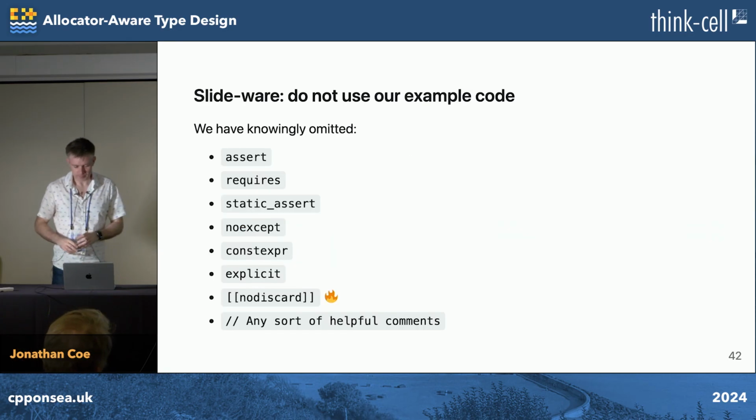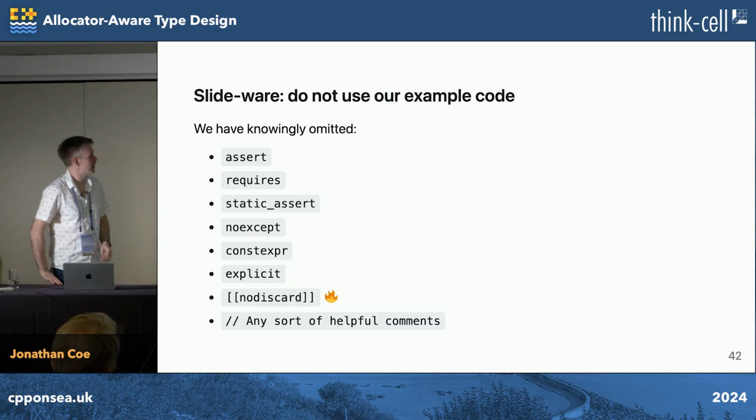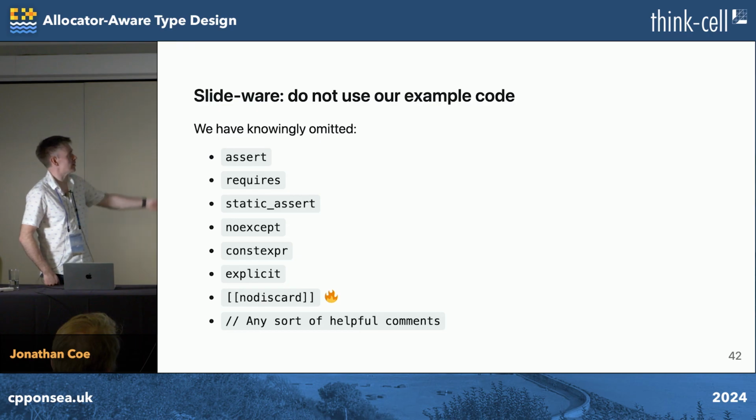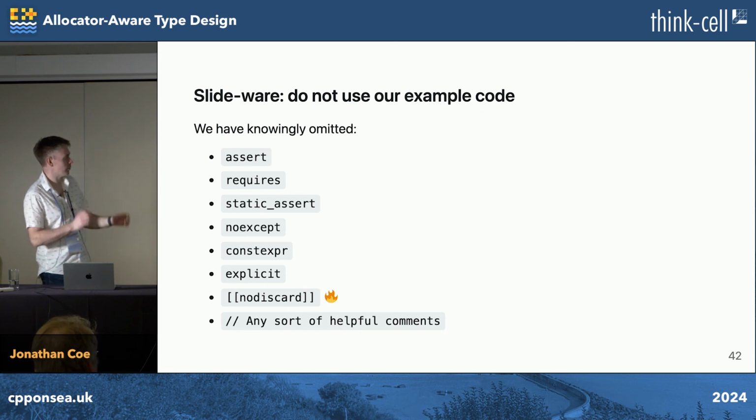Okay, so in our limited defense, slideware. Do not use our example code. We have willingly and knowingly omitted assertions, which there should have been some of, requires clauses, which we definitely should have had some of, static asserts, which might have been nice, noexcept, definitely needed, constexpr, all the things. We left that out. Explicit, probably could have been in there. Nodiscard, we discarded it. And any sort of helpful comments whatsoever.